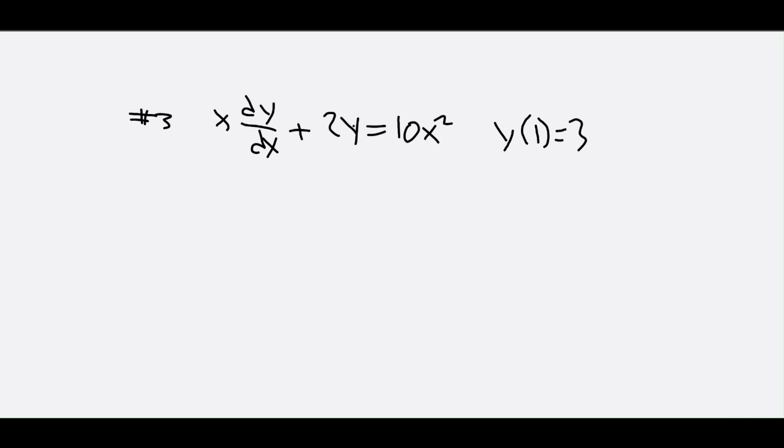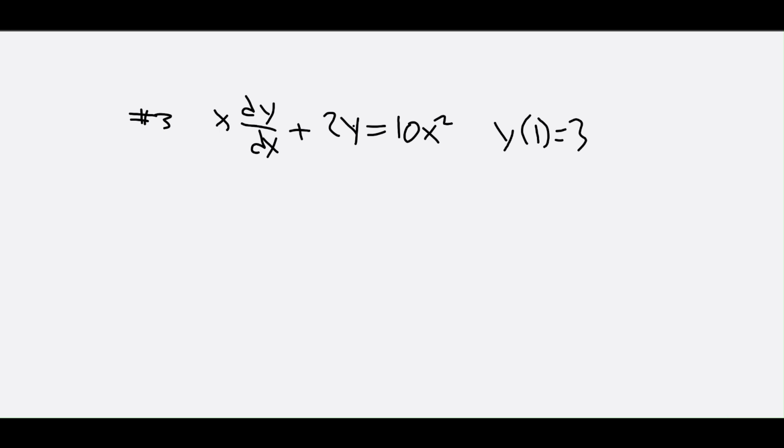So first, we have x dy over dx plus 2y equals 10x squared, and then y of 1 equals 3. Okay, so how do we get this?